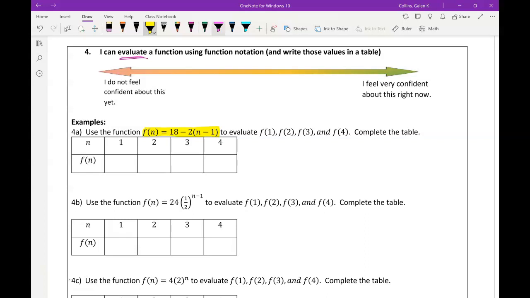All right, so when I evaluate f of 1, I'm going to take this function, and everywhere I see the letter n, I am just replacing it with the number 1. That's all I have to do first. So f of 1 is 18 minus 2, and then in parentheses, 1 minus 1.